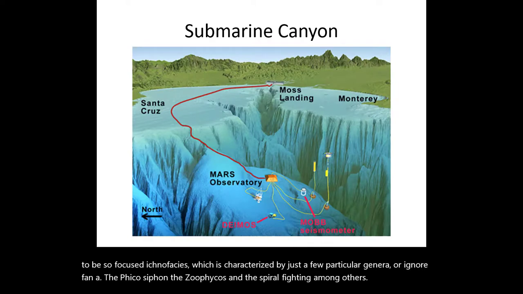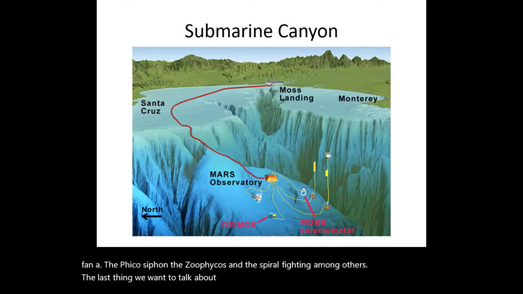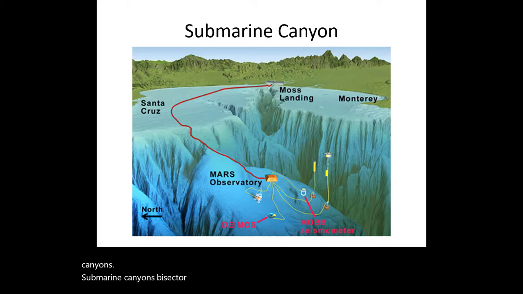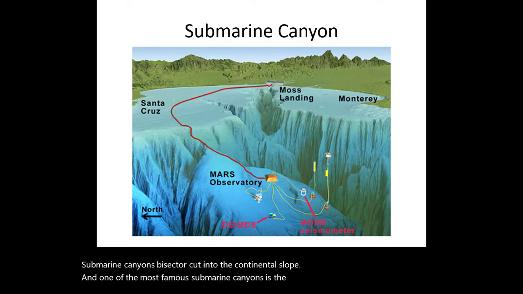The last thing we want to talk about in regards to the slope and continental rise are submarine canyons. Submarine canyons bisect or cut into the continental slope. And one of the most famous submarine canyons is the one right here in Monterey Canyon.